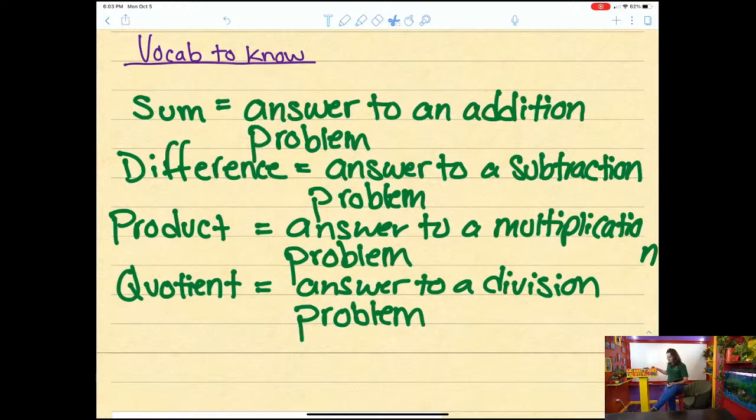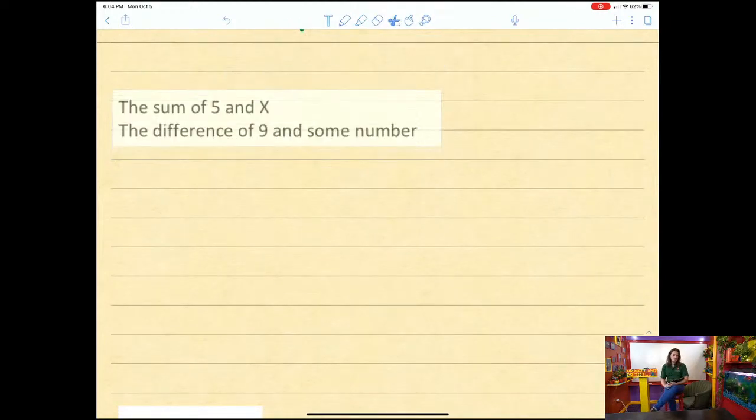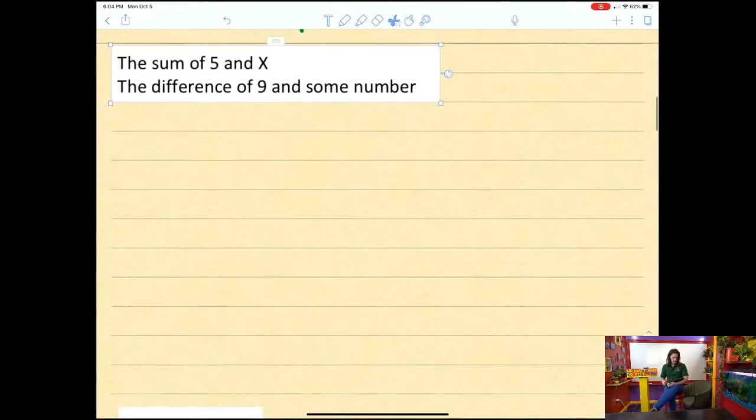Get my controls out of the way there. So I'm going to give you 1 minute. Actually, I'm going to give you 2 minutes. I'd like you to write a mathematical expression that represents the verbal expression written here. So 2 minutes, then I'll give you some hints.